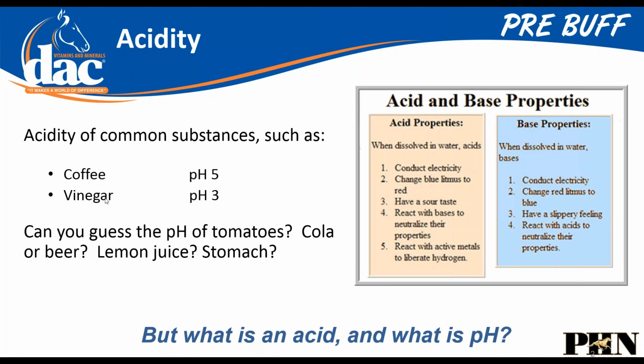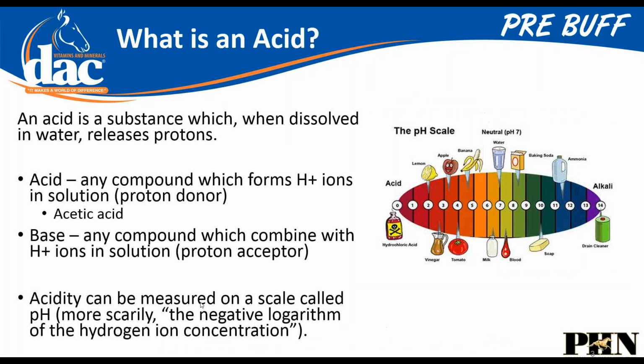So vinegar we know will sting if you get it in a cut, and it's got a pH of 3 when we talk about this term acidity. But what about tomatoes or soda or beer or lemon juice or stomach acid? So let's discuss what is an acid and what is this term pH that people talk about.